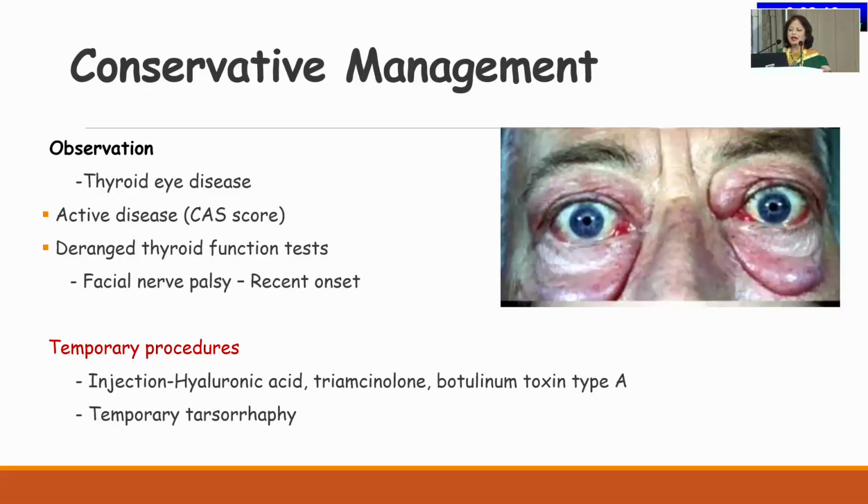While managing thyroid eye disease, you have to be careful whether it is active or inactive, because the management will vary. In active disease, you will not go ahead with surgical management; you have to go ahead with conservative management. And also in facial nerve palsy, if it is a recent onset, we need to wait for a period of 3 to 4 months.